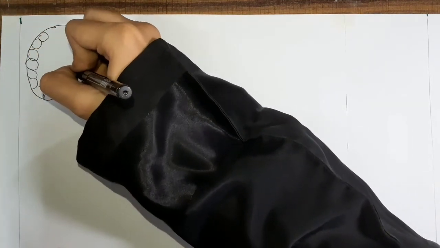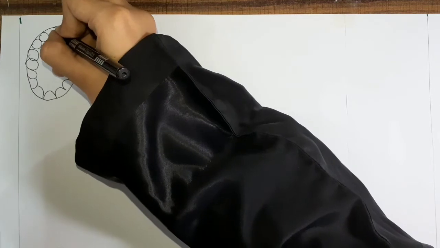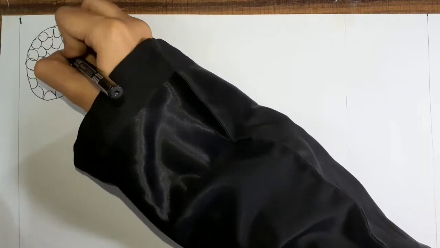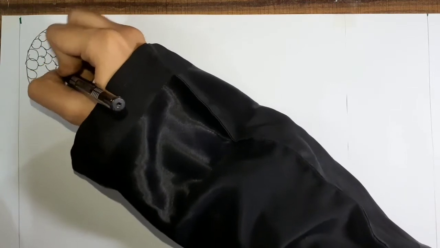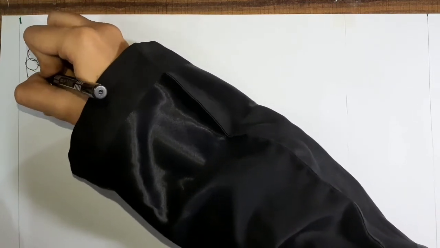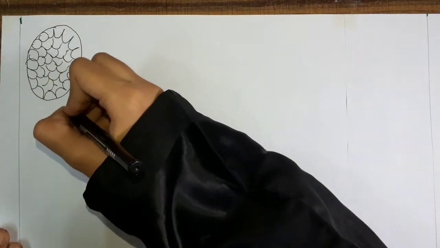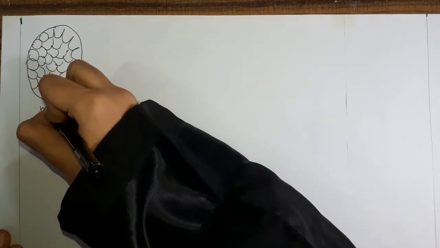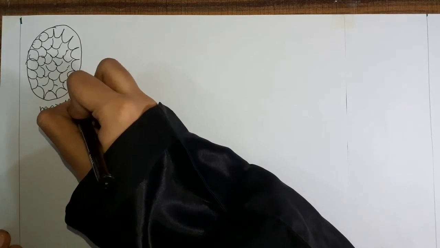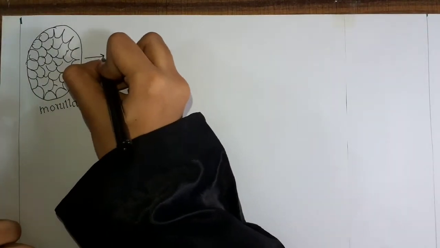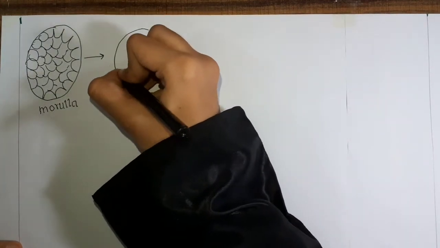The next figure that I have drawn is to show you the morula, how it resembles the mulberry shape, having a large number of cells. This stage of morula is not long lasting, it's very short, and it instantly changes into the next stage, which is blastula.